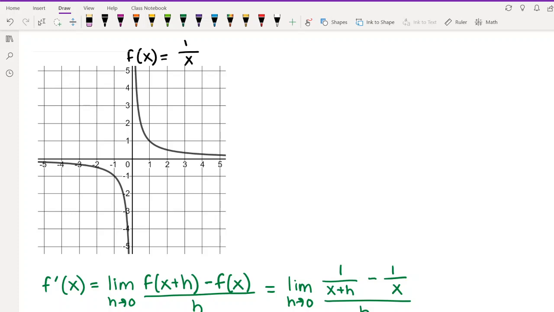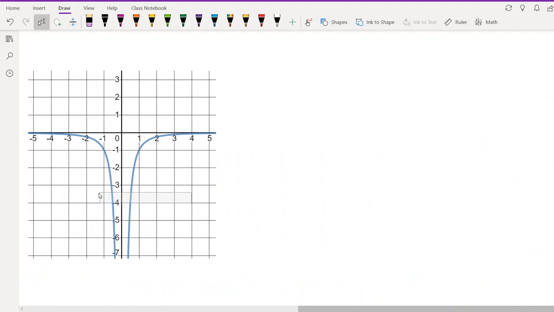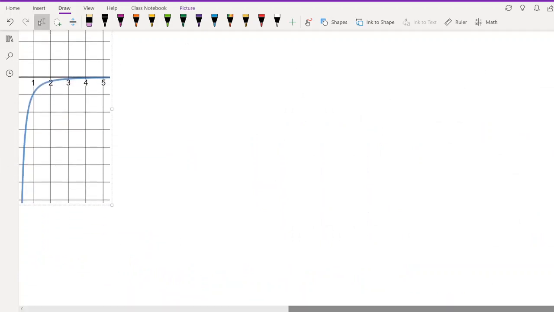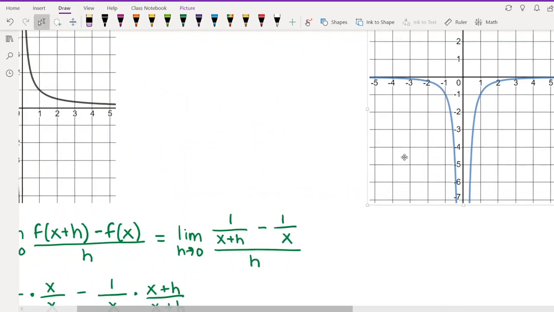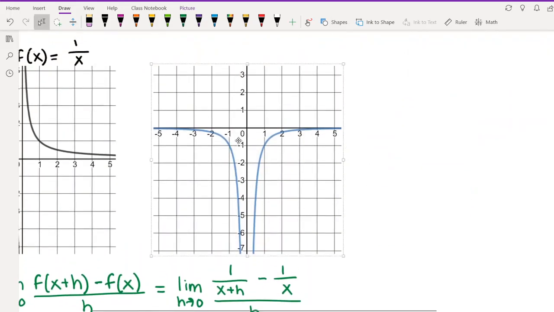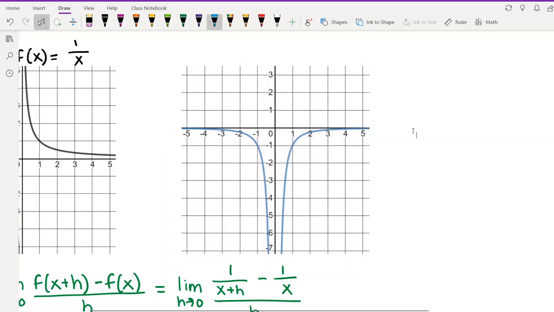It's negative 1 over x squared, and I actually have that graphed hiding over here. So let me just move it back. Sorry, it's getting a little stuck. There we go. So this is the graph of the derivative function, f prime of x is equal to negative 1 over x squared. It looks like this.